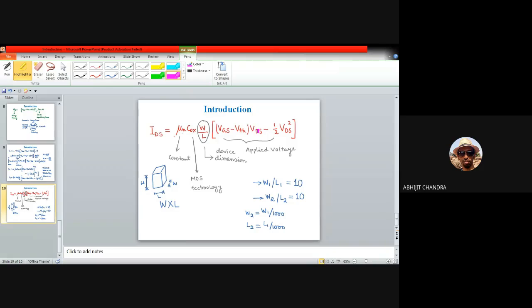Obviously that will be discussed perhaps in the next class, but before that, let us try to appreciate this equation, and this equation forms a basic equation for your understanding of this particular subject, analog MOS circuit design. Now with this, let me conclude today's introductory lecture on analog MOS circuit design.